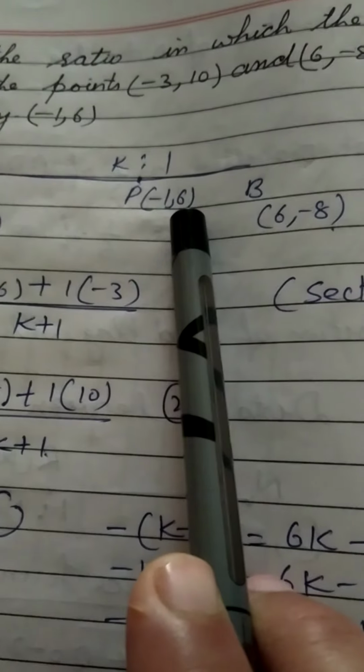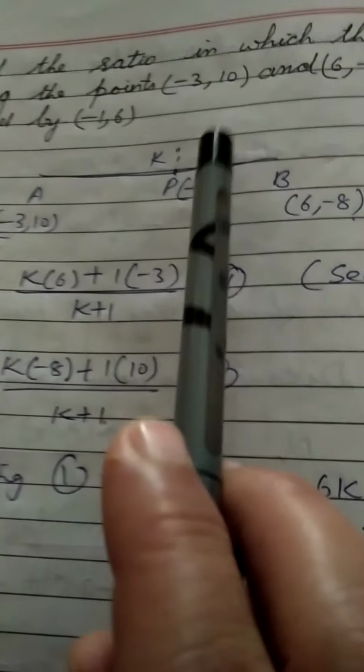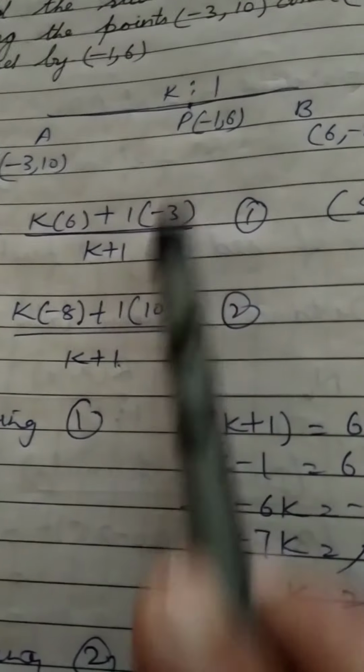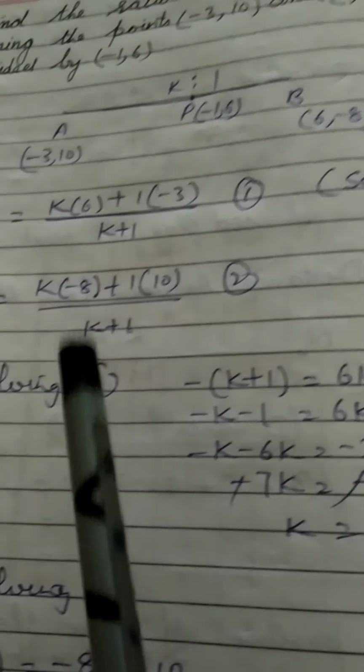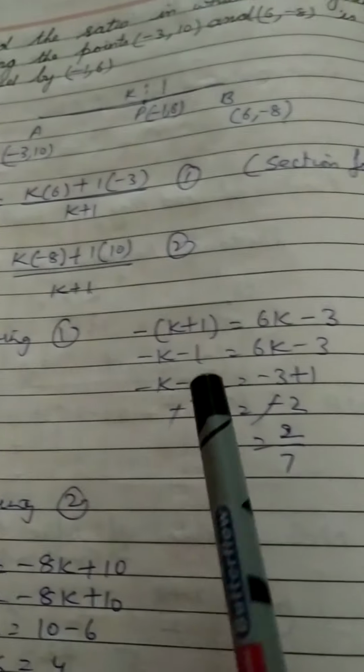And for the y coordinate, y is 6. It is (k into -8 plus 1 into 10) divided by (k plus 1), which is equal to 6, the y coordinate. Now solving equation number 1.